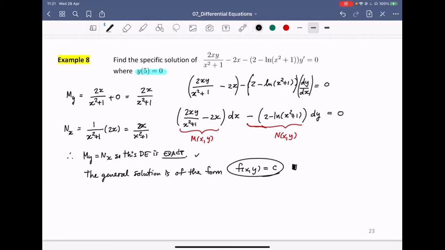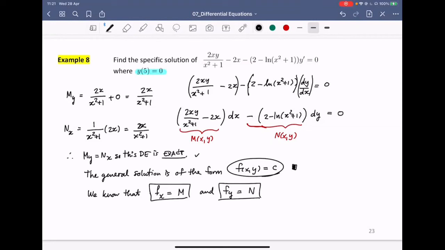How do you find the function f? I spoke too fast. So I want to find the function f, f(x, y) here. The thing that you know is that the function f, you differentiate with respect to x, you get M. And if you differentiate with respect to y, you get N. You're going to use these two conditions to find f. Now it's like a puzzle. You just need to do whatever you can to find f.